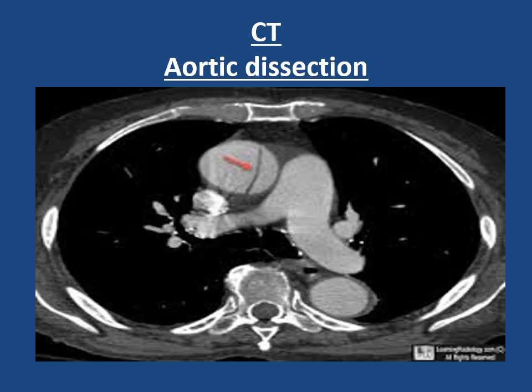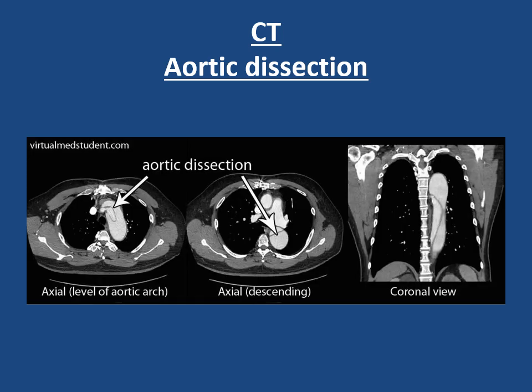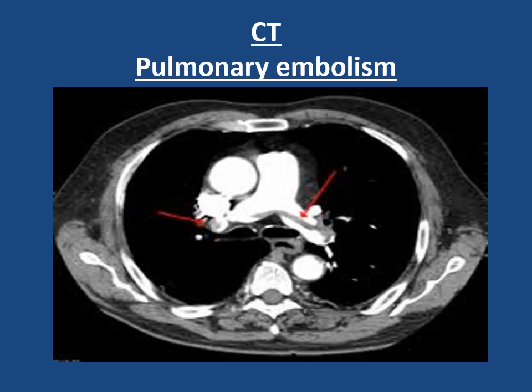And this is the classic CT appearance of aortic dissection with evidence of a dissection flap marked by the red arrow. And this is another example of aortic dissection, including dissection in the arch, dissection in the descending aorta, and the dissection flap as seen from the coronal view. And this is a nice example of a patient with pulmonary embolism with a filling defect extending to both right and left pulmonary arteries marked by the red arrow.